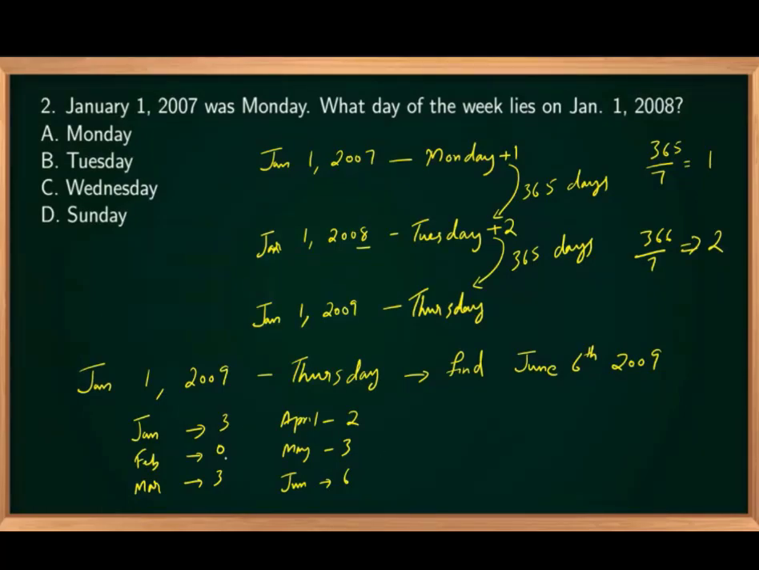Then total 3 plus 3, 6, 6 plus 2, 8, 11, 17 days altogether. 17 divided by 7, 14, we get 3 odd days. So Thursday plus 3: Friday, Saturday, Sunday. Sunday will be the answer. Is this clear? Up to these questions, I think I have done 4 questions. Are you clear? Basic concepts only needed. Okay, I think all are clear. Next question.